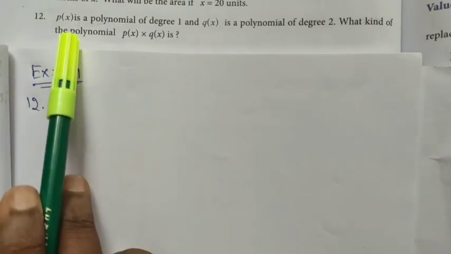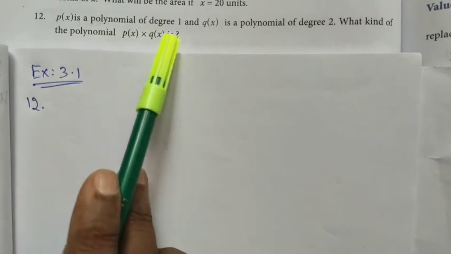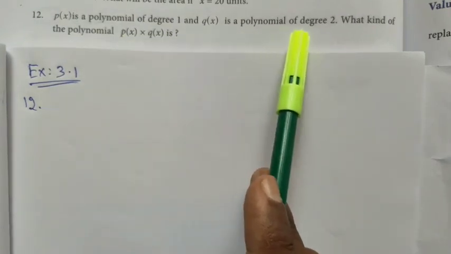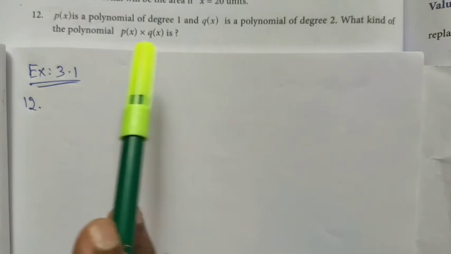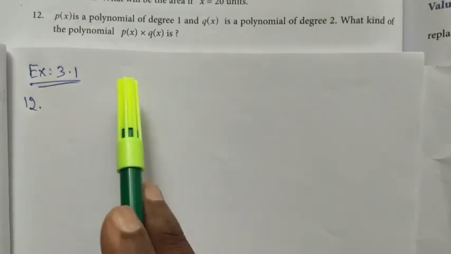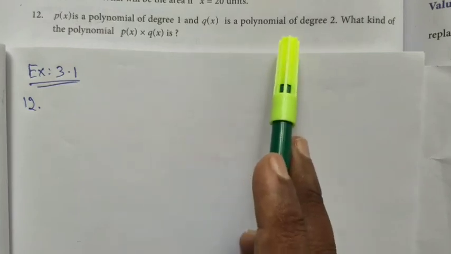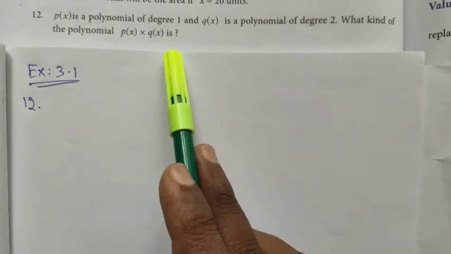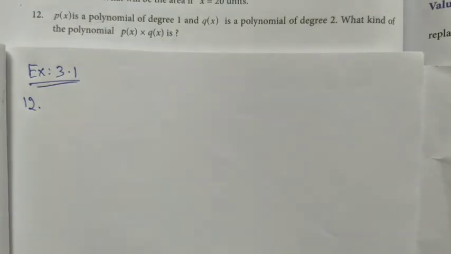Class 9, exercise number 3.1, question number 12. See, p of x is a polynomial of degree 1 and q of x is a polynomial of degree 2. What kind of polynomial is p of x into q of x? The polynomial p of x is given as degree 1, q of x is degree 2. Then when we multiply these, what do we get?